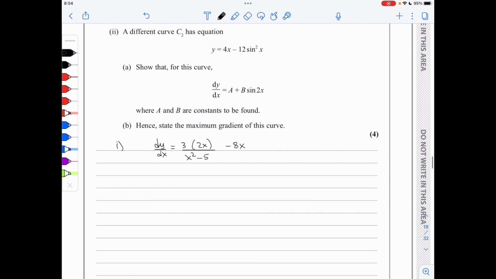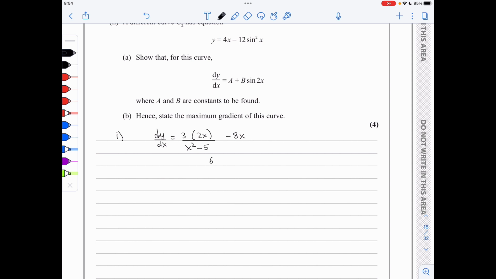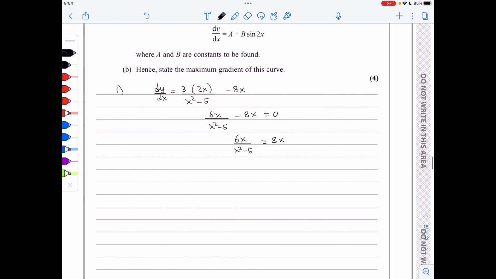Now a stationary point means I set dy/dx to be 0, so 6x over x squared minus 5 minus 8x is equal to 0, which means that 6x over x squared minus 5 is equal to 8x. So I can cross multiply to get 6x is 8x cubed minus 40x. And then collecting everything on the right hand side, we get 0 is 8x cubed minus 46x.